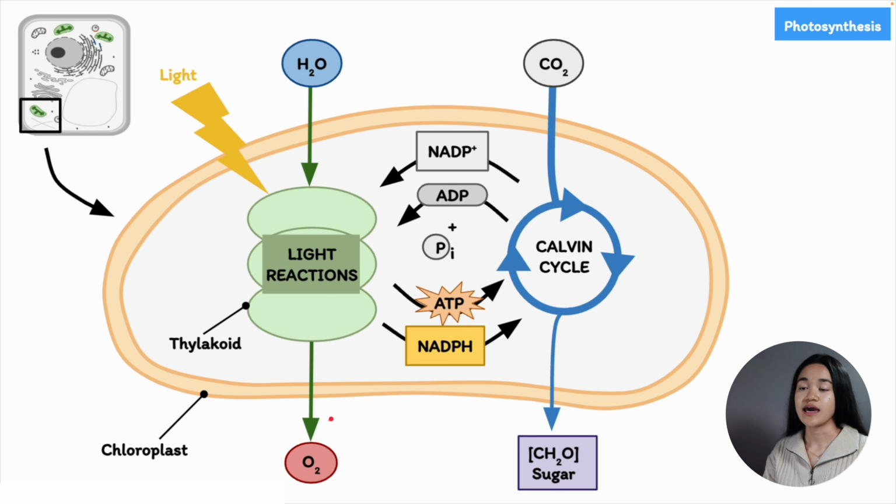The ATP and NADPH produced during the light reactions are used to power the Calvin cycle, which occurs in the stroma. And we use ATP and NADPH to convert carbon dioxide to the sugar glyceraldehyde 3-phosphate. And we produce the substrates ADP, inorganic phosphate, and NADP plus as our byproducts, which are returned to the light reactions, and the cycle continues.